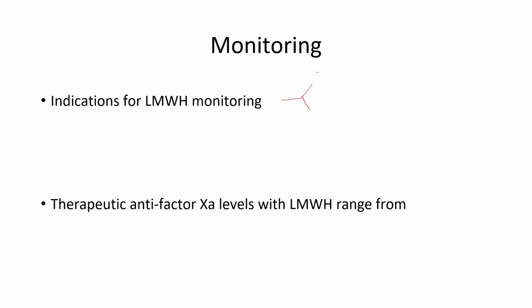But if the patient has mild renal failure, and you still want to give low molecular weight heparin, then you have to do monitoring and adjust the dose. And the other one is obesity. In obesity also the response is unpredictable. So these are the 2 conditions where we want to do monitoring. And the monitoring is done by anti-factor 10A level and not by aPTT.